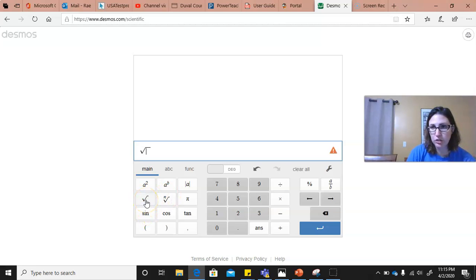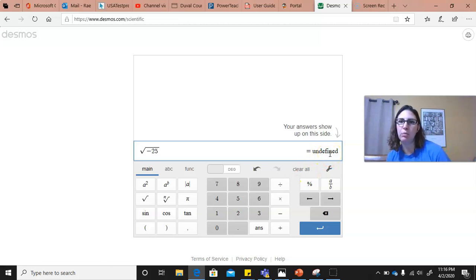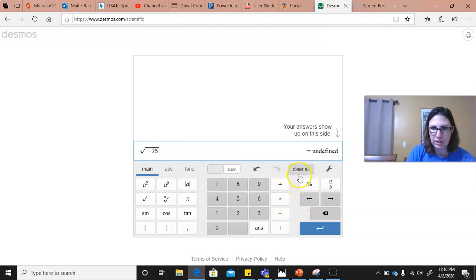This is a regular square root. If you want to take the square root of 25, it gives you 5, right? Let's say we want to try the square root of negative 25. Once again, it gives you that error. It gives you undefined, right? So you can just use the regular square root.